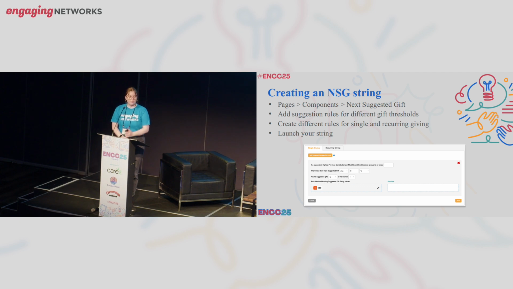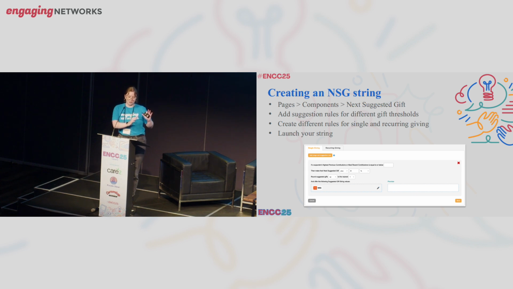Next step, probably the bulk of the work that you'll want to do, is creating the actual string and what values people are going to see. From here, you'll go to Pages, Components, Next Suggested Gift, and you'll create a new ask string. You'll add suggestion rules for different gift thresholds. You can also create different rules for single and recurring giving. And then finally, you'll launch your string.